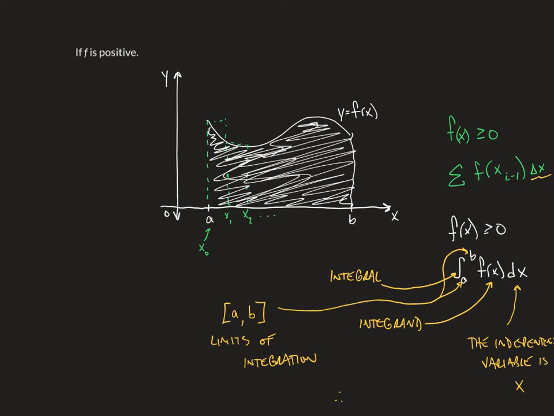So if f is positive, then we would say here that this integral from a to b of the integrand f of x dx would be a number, and that number would be positive in this case.